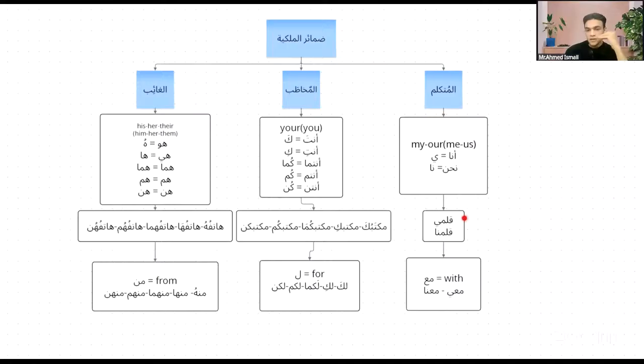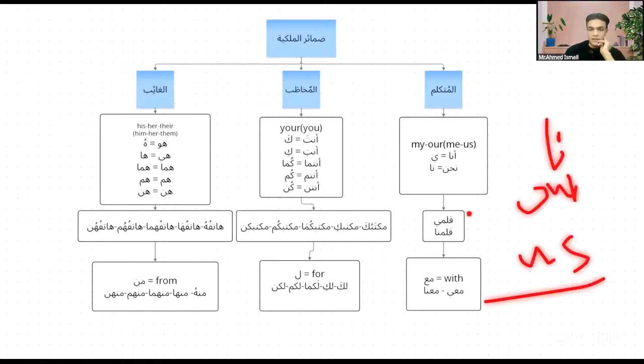But if I want to say معنا, this is with us. Like we say مع, which means with. So we have now na in the end meaning our or us. I hope this is clear.